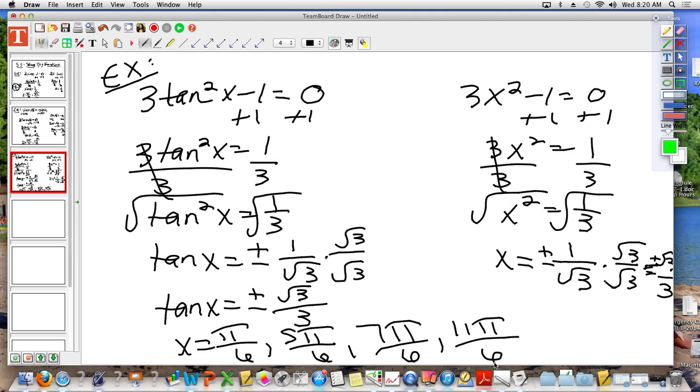This is not horrible, is it? It's nice in comparison to the identities you've been working on. Absolutely. All right.